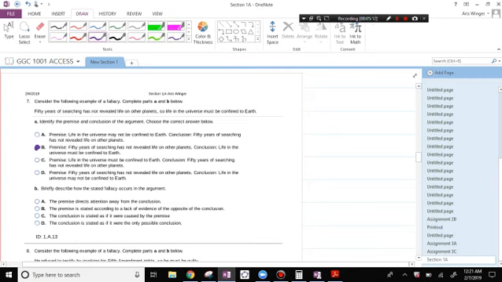Briefly describe how the stated fallacy occurs in the argument. The premise is stated according to a lack of evidence of the opposite of the conclusion. So the opposite of the conclusion here is that there's life everywhere else, and we haven't been able to prove that yet, and so that just means that we haven't found if there's any life elsewhere. So the first statement is stated according to the opposite of the last statement. That makes it a fallacy.